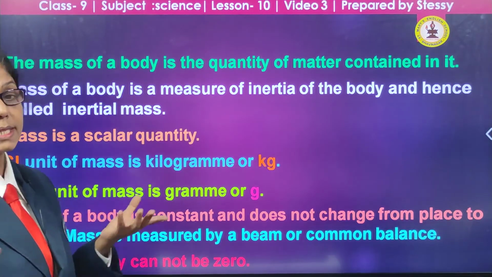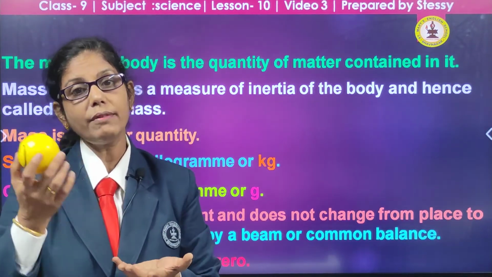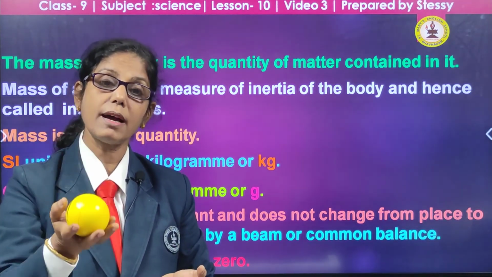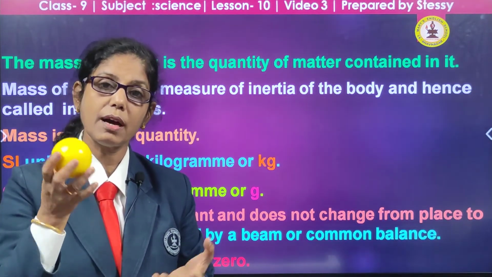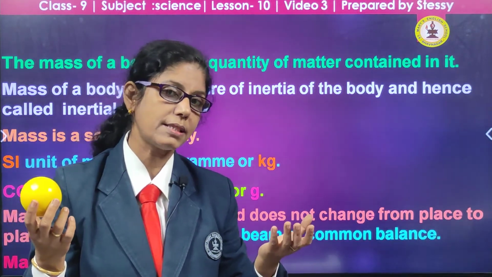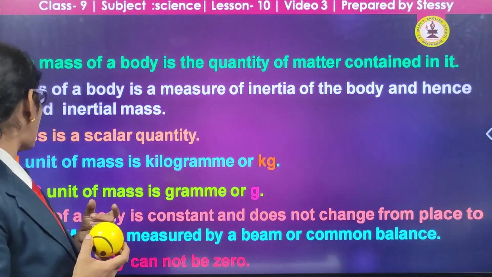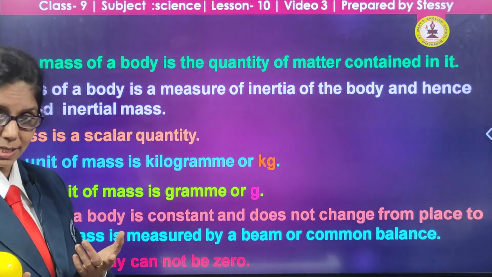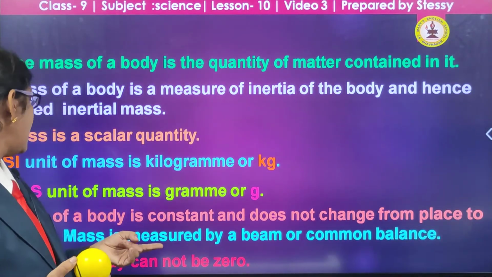Now, mass is a scalar quantity. It does not have any direction. When I say that it is 50 gram, 10 gram, or 50 kilogram, it has no direction. Therefore, it is a scalar quantity. The SI unit is kilogram, the CGS unit is gram.